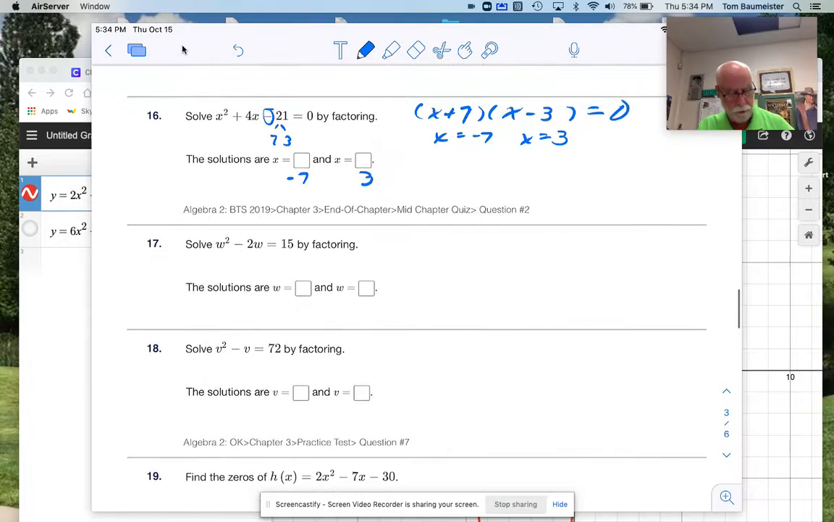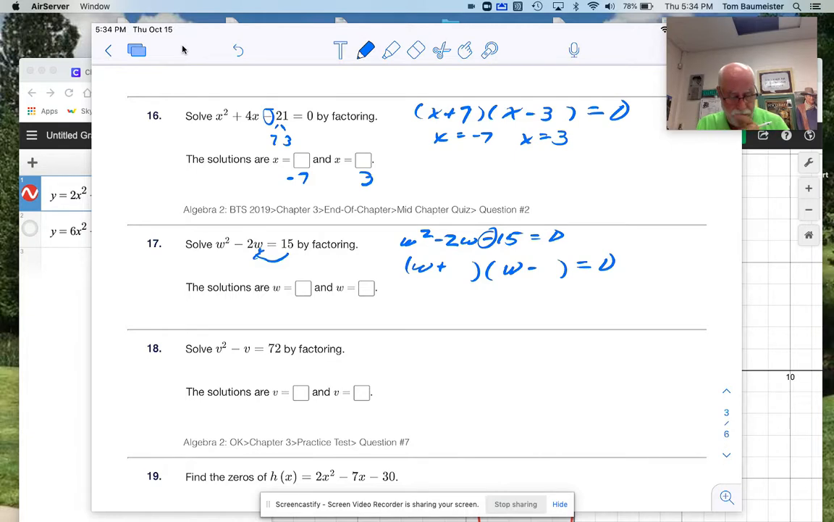Okay, we're going to do the same thing on the next one. So let's see. I have a w this time. So I have w squared minus 2w. Oh, on this one here, oh, look what they did. We have to move that 15 over so we can set it equal to 0. It's positive on that side. When I move it over to the other side, it's going to become negative. I'm going to set that equal to 0. So now we can do this. Again, that's negative, so I know one has to be positive, one has to be negative.